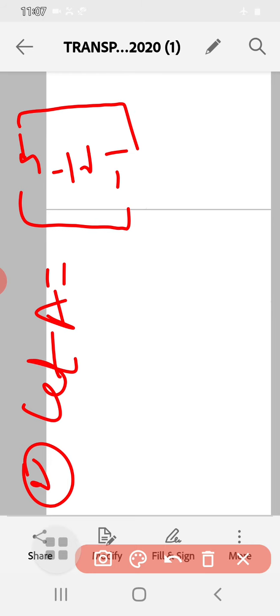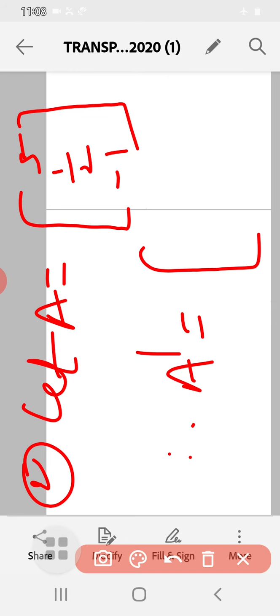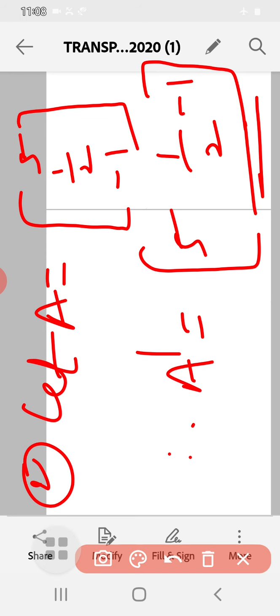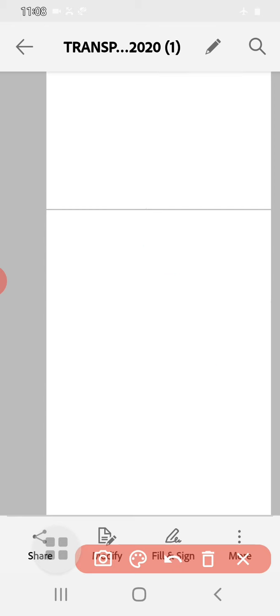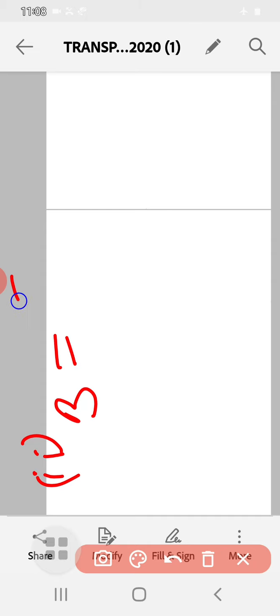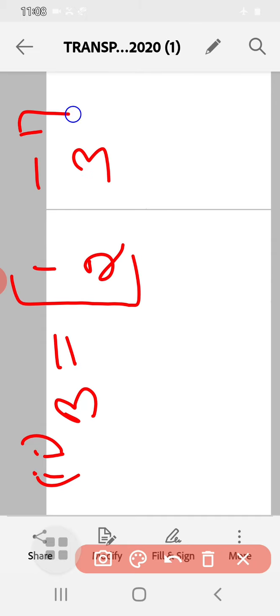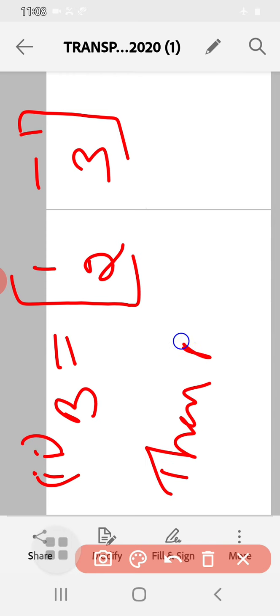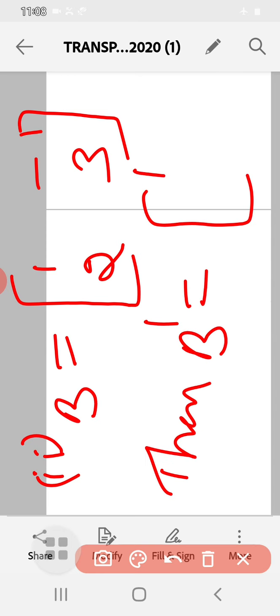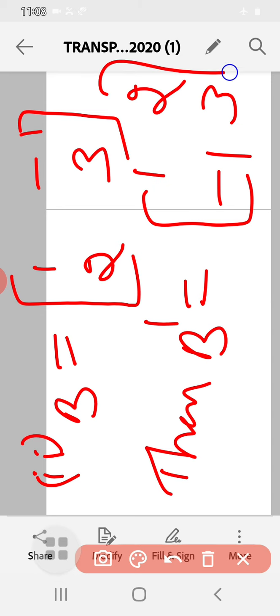So write the transpose. Therefore A dash is equal to what? Here, this is a column matrix, so we have to make them rows. This is A dash. So this is the transpose of the given matrix. Then you can take the second one here. Say B is equal to 1, minus 1, 2, 3. Then what is the transpose here? 1, minus 1, 2, 3. This is the transpose.